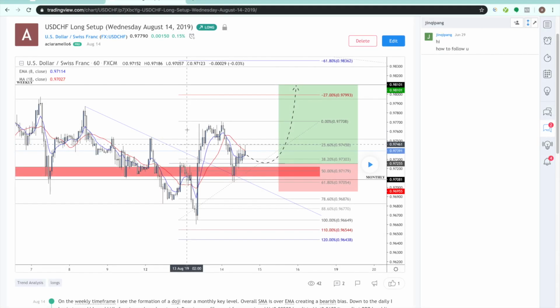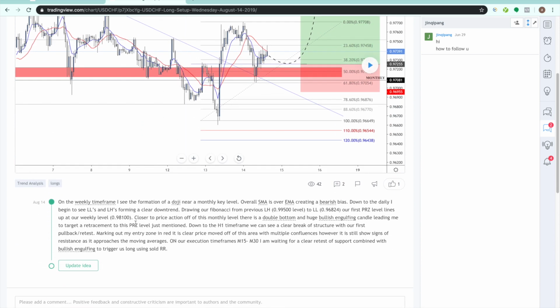Okay, so we're going to start off looking at the analysis that was posted in the Telegram earlier last week. Reading through, on the weekly time frame, I see the formation of a doji near a monthly key level. So we saw the formation of a doji on the weekly time frame, which signifies reversal. Overall, the SMA EMA is over the EMA, creating a bearish bias.